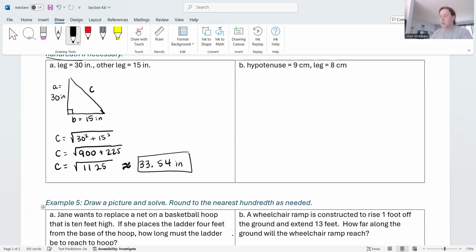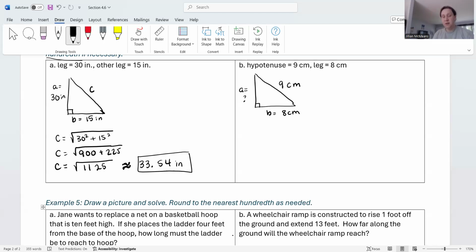Okay? So for part B, we're going to draw another right triangle. So you can just draw it however you see fit. Just make sure you got your right angle in there somewhere. We know that the hypotenuse is 9 centimeters and one of the legs is 8 centimeters. Does not matter which. So let's say B is 8 centimeters.